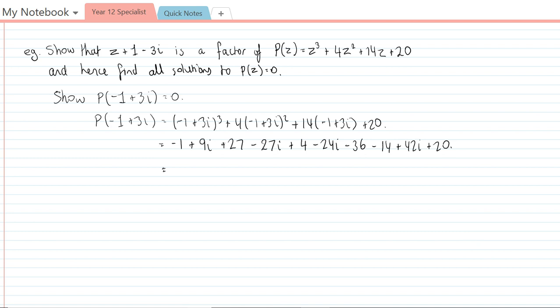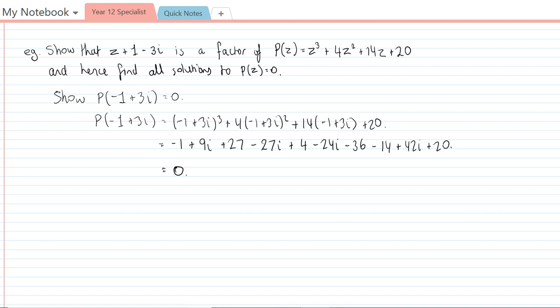If I look at the real parts, I've got negative 1 plus 27, so that's 26. Plus another 4 makes 30. Then minus 36, which is going to be negative 6. Take away 14 will be negative 20. And then adding 20 makes 0 for the real part. And the imaginary part, I've got 9i, take away 27i, so that's negative 18i. Take away 24i makes negative 42i. And then I've got a plus 42i, which makes 0. So it is indeed equal to 0.